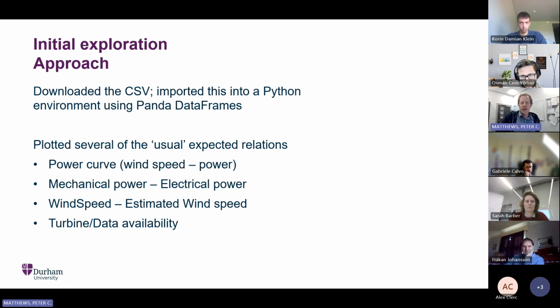And eventually we'll see, I also got to the point where I was wondering how much data we have actually got and what the availability is like. So, going on.